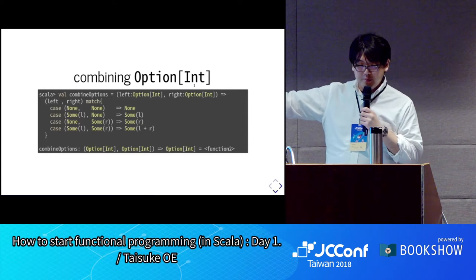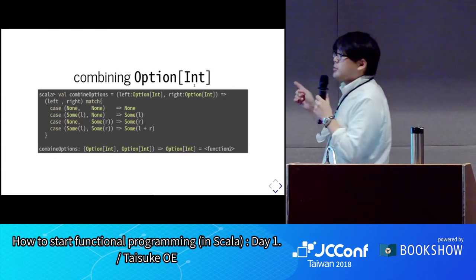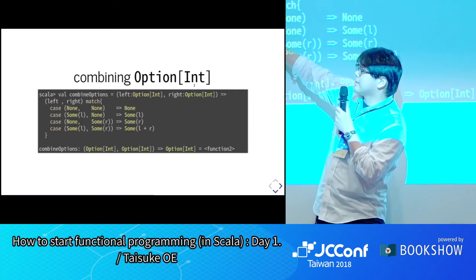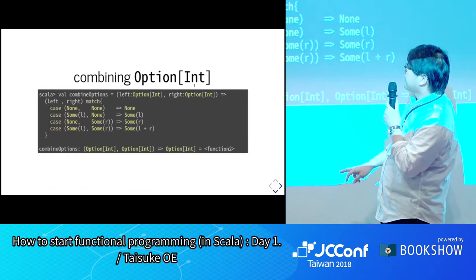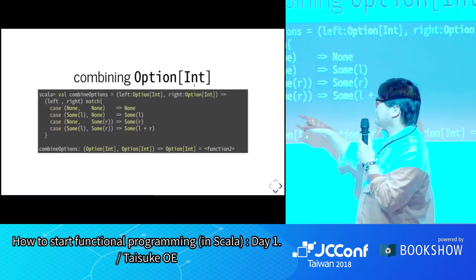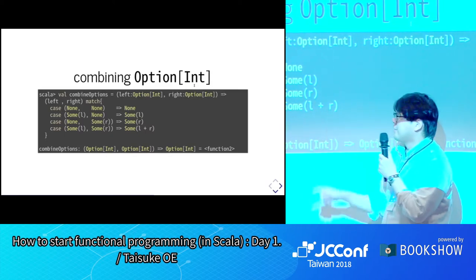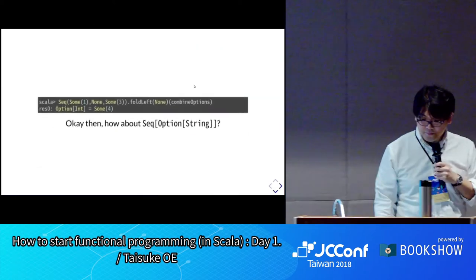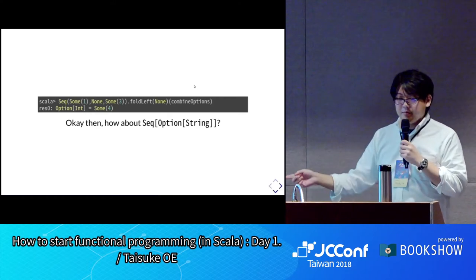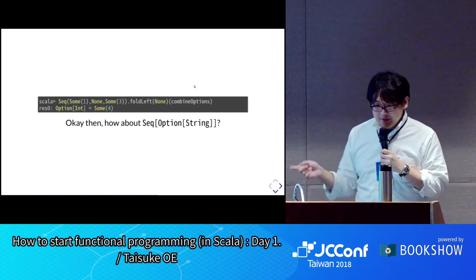Just define the combine option function, which is a binary operation function on option int. Depending on the pair of option ints, if both of them are none, which means no value, then it returns none. If one of them is some and the rest is none, then it returns the some value. If both of them are some, just sum up the internal values of the left and right. That kind of binary operation can be defined, and you can pass that combine option function into the second argument of fold left, and it can be applied to a sequence of option int. Okay, it looks a bit complicated, but it is manageable.